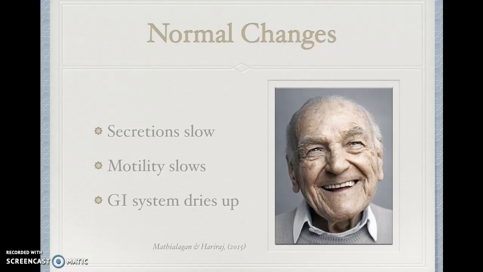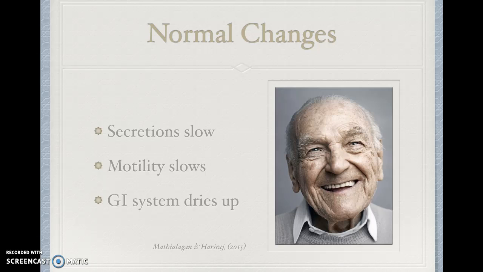Most of us know that as we age, our body secretions slow, intestinal motility slows, and the GI system tends to dry up. This can happen for several reasons. The cells age just like we do, and some of them stop working or don't work as well. The cells that produce saliva and mucus are not immune to this aging, and therefore can stop working. The smooth muscle are also affected by aging, which can cause the GI motility to slow.